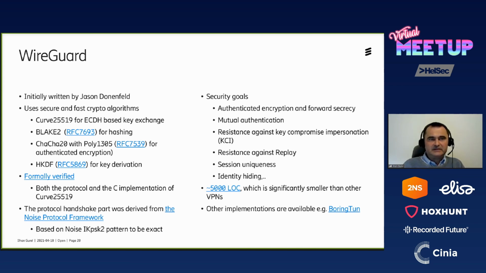One of the nice things about WireGuard, at least if you look at the Linux kernel implementation, is that it's like 4,000 or 5,000 lines of code. It's a very small implementation. I think that's what makes it very interesting and also very efficient. And there are also some user space implementations as well, such as BoringTun.